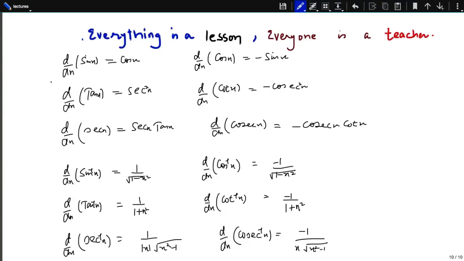Let's start today with derivatives of trigonometric functions, inverse trigonometric functions, logarithms, exponential functions.